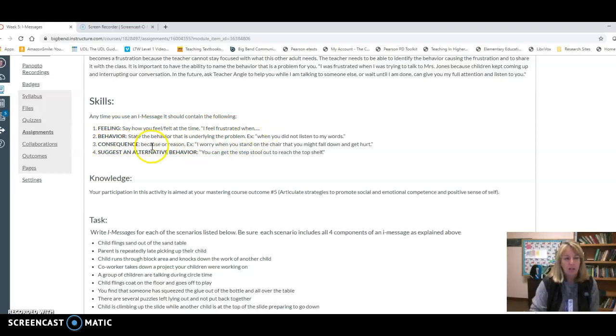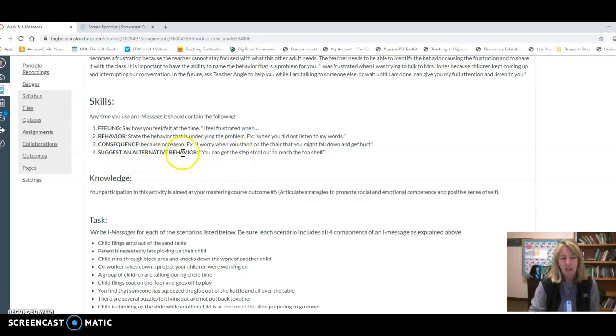And then if there was a consequence, you would list it next. And there should always be some sort of consequence. I don't mean consequence as in punishment for the kid. It's a consequence of the behavior, this is what's happening. So I feel frustrated when you interrupt me when I'm talking on the phone because then I can't hear the person who has called me.